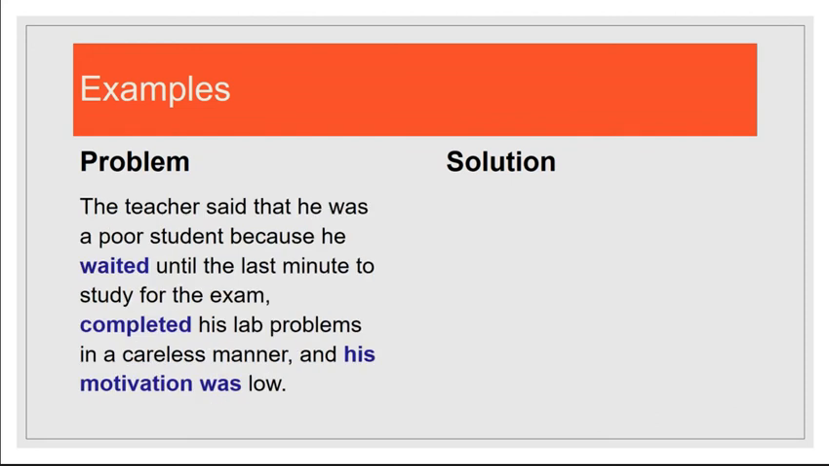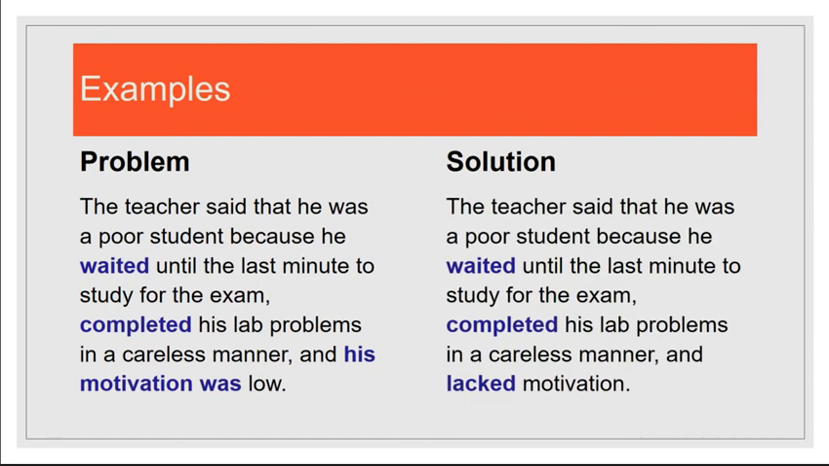The teacher said that he was a poor student because he waited until the last minute to study for the exam, completed his lab problems in a careless manner, and his motivation was low. Now, the third thing in that list is not like the other 2. Waited, completed, his motivation was low. One of those things is not like the others. Let's change this sentence up. The teacher said that he was a poor student because he waited until the last minute to study for the exam, completed his lab problems in a careless manner, and lacked motivation. Now we've got waited, completed, and lacked. All of those verb forms are the same. It makes much more sense.